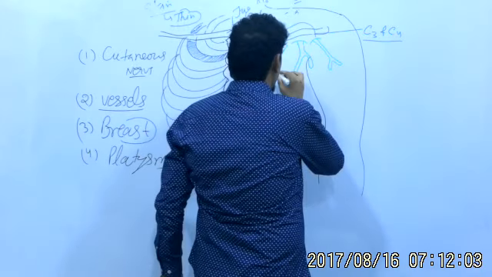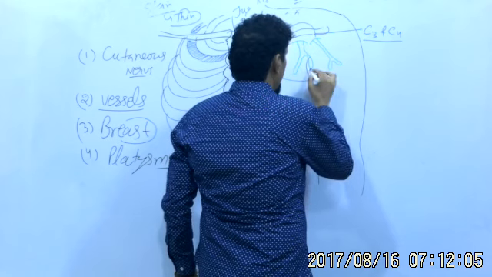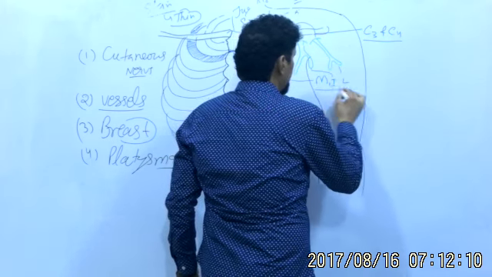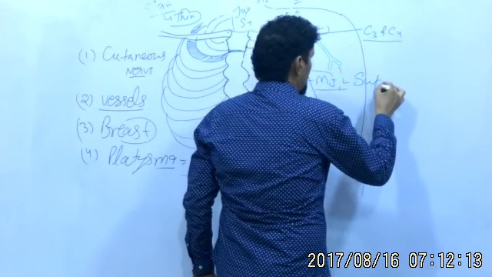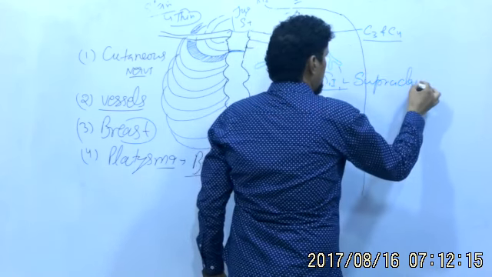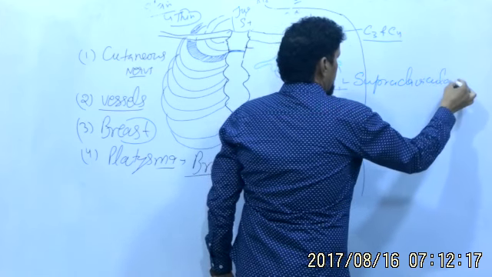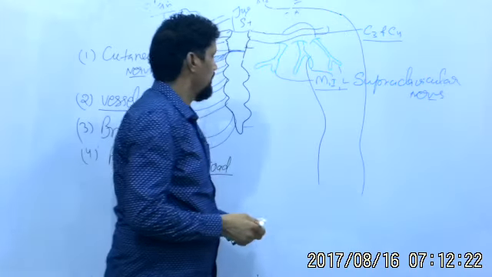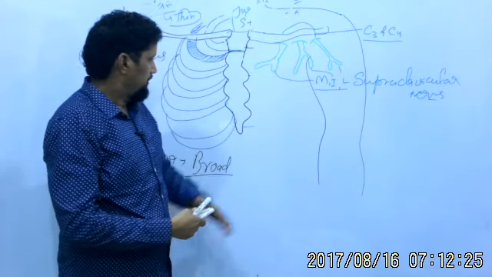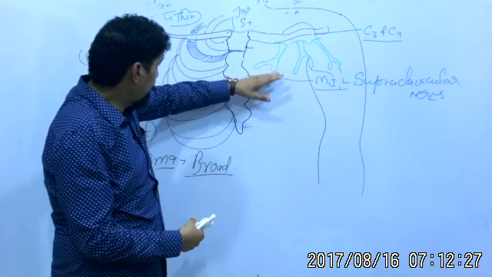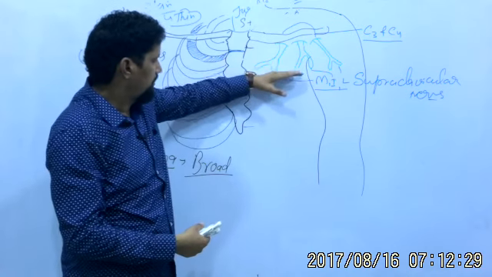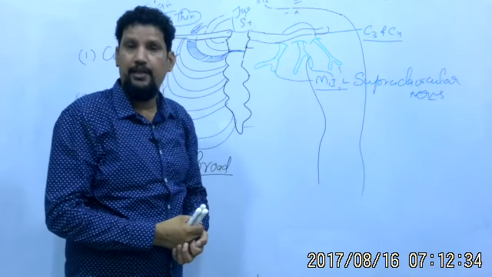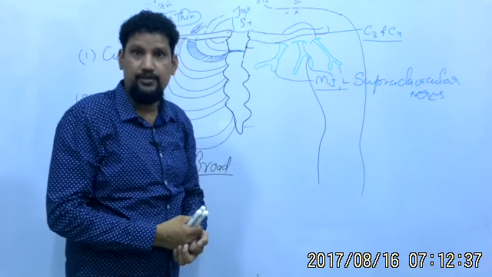So, these are the medial, the intermediate and the lateral supraclavicular nerves. This part below the second rib is innervated by the anterior and lateral cutaneous nerves.